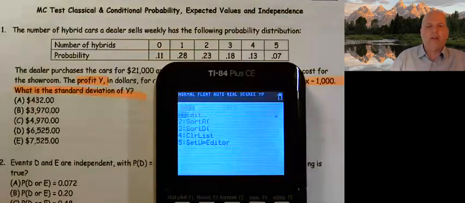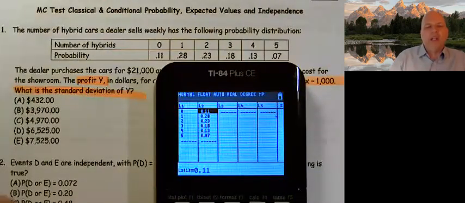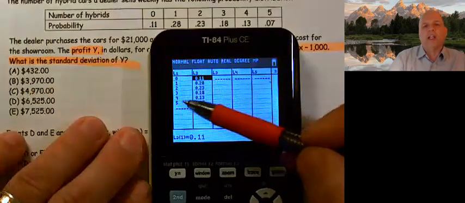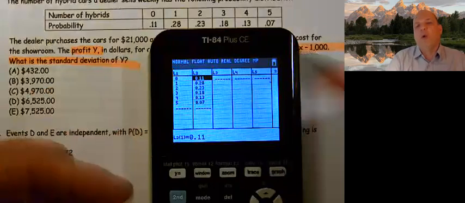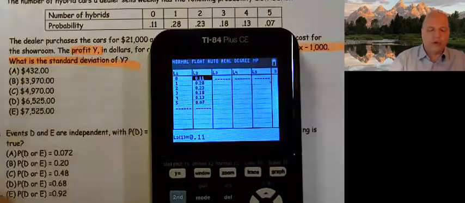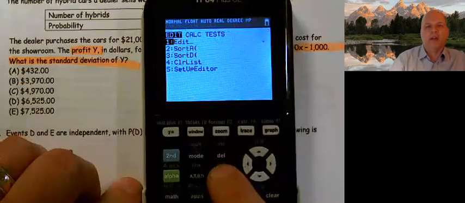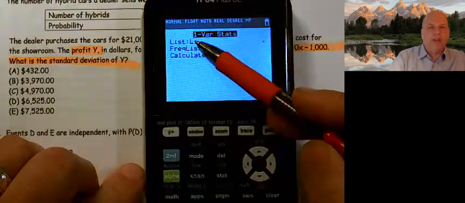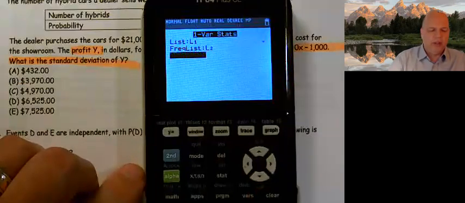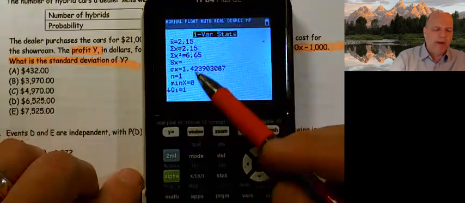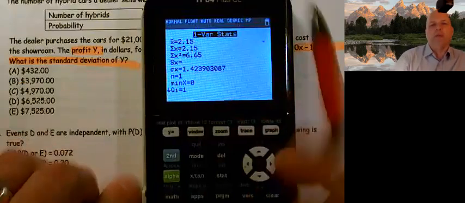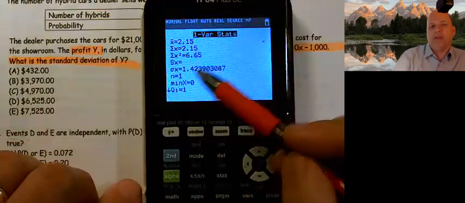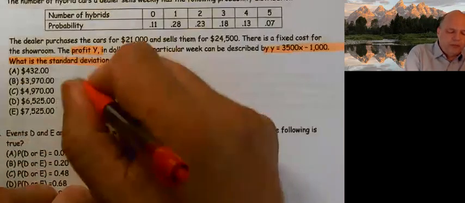So I'm going to go to Stat Edit. And you can see that in Stat Edit, I've entered the table values. By entering the table values, I can calculate the average number of cars sold, or I can calculate the standard deviation of the cars sold. So I'm going to just press Stat, followed by Calc, one variable statistics. My X-list is now 1, my Y-list is now 2. Press Enter a couple times, and I find out that my standard deviation for the number of cars I sold is 1.42. The average number of cars is 2.15, but the standard deviation is 1.42.